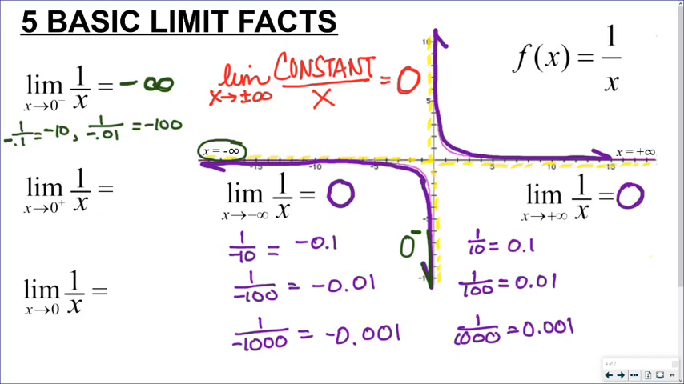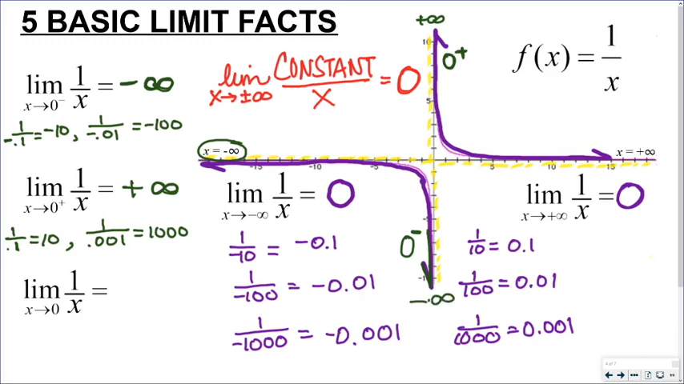And then similarly, if I divide by infinitely small positive numbers, the result will be infinitely large positive numbers, right? So the limit as x approaches 0 from the right, that's over here on the right side of the graph, is positive infinity, and you can see the graph is going up towards positive infinity, and on the bottom going down towards negative infinity.